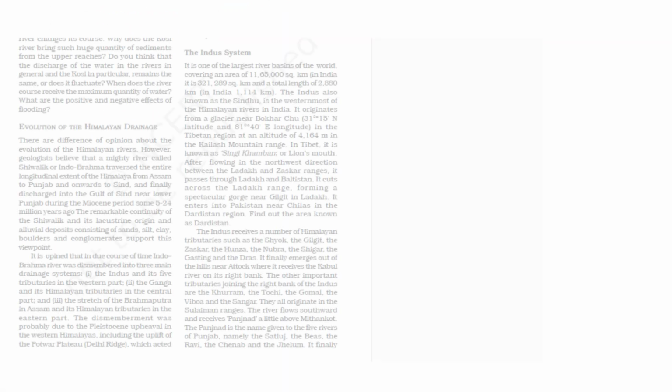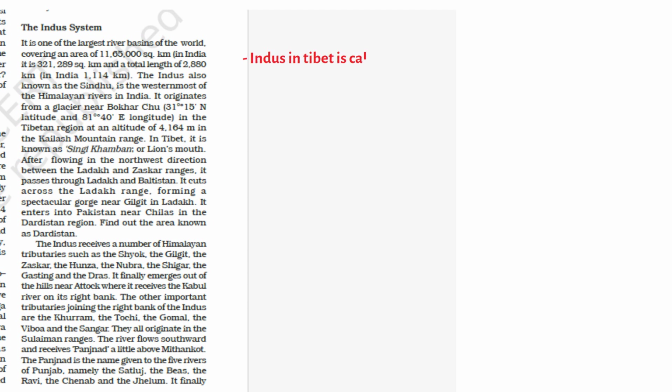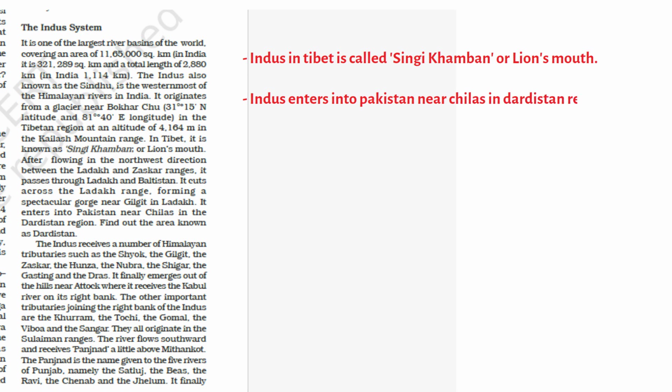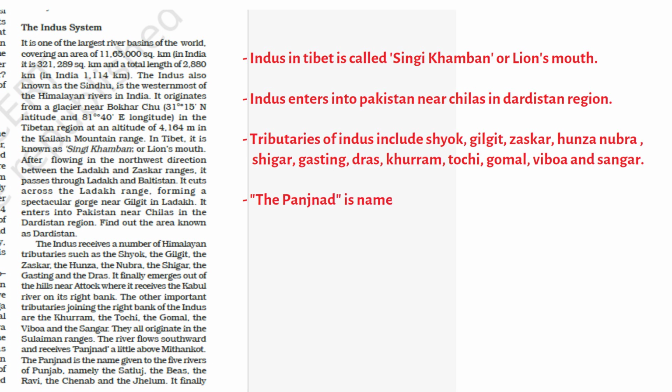Now let's see what are the other details that are given about these rivers in the NCERT. Indus in Tibet is called Singi Khamban or Lion's Mouth. Indus enters into Pakistan near Chilas in Dardistan region. Tributaries of Indus include Shyok, Gilgit, Zaskar, Hunza, Nubra, Shigar, Gasting, Dras, Kurram, Tochi, Gomal, Viboa and Sangar. These are all the tributaries that are given in the NCERT, so I have pointed them out.